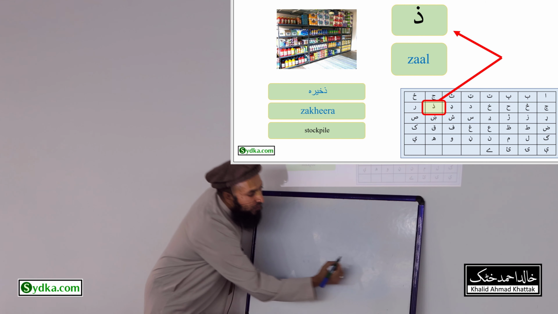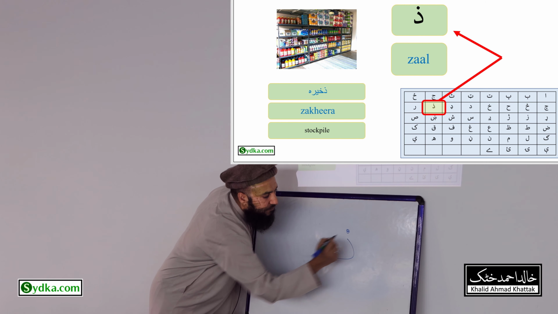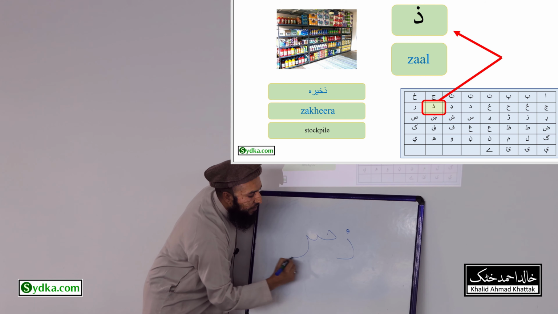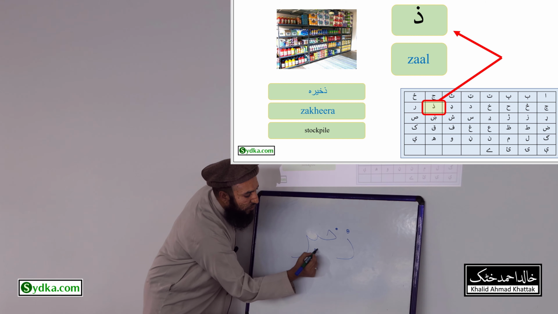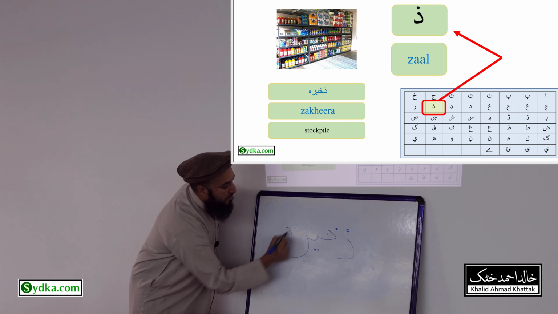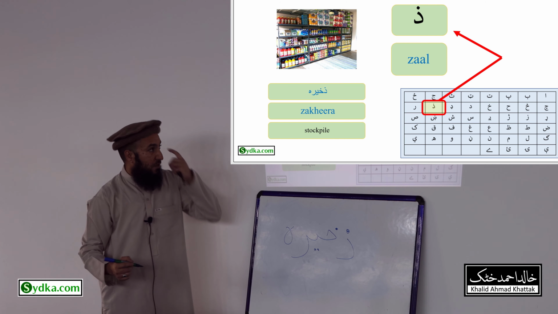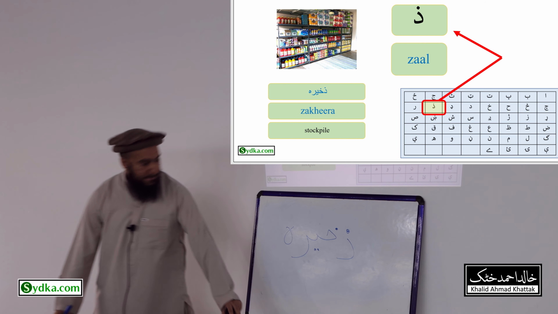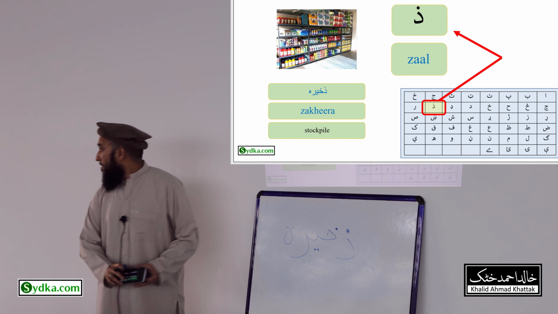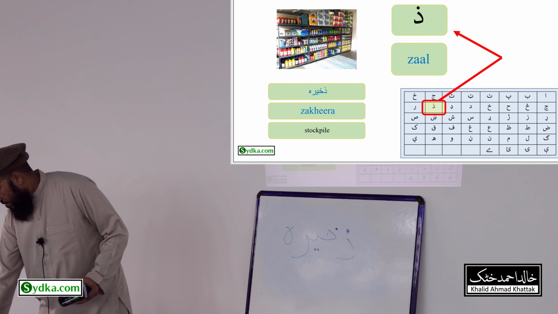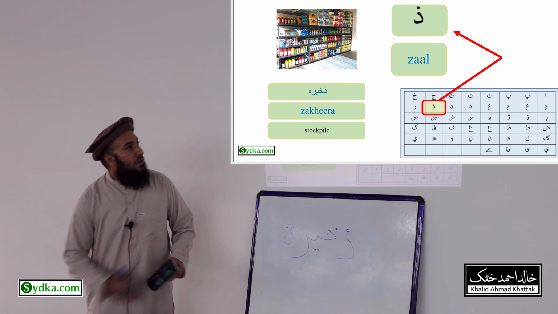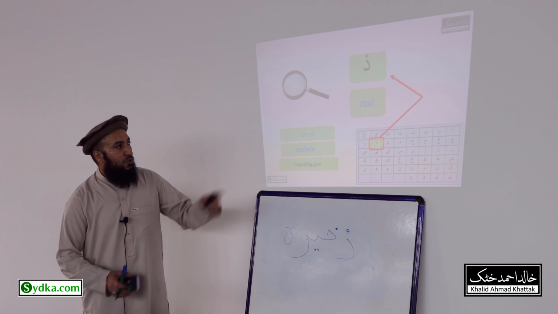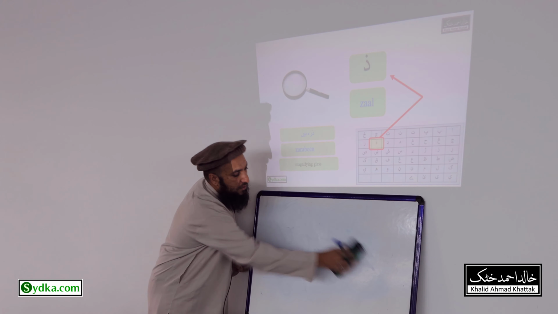Next one, okay. So how do you write it? Ze, khe, ye, and zakhira, yeah? Zakhira. Stockpile. Okay. To the last one, I think we do this one because people might be outside.